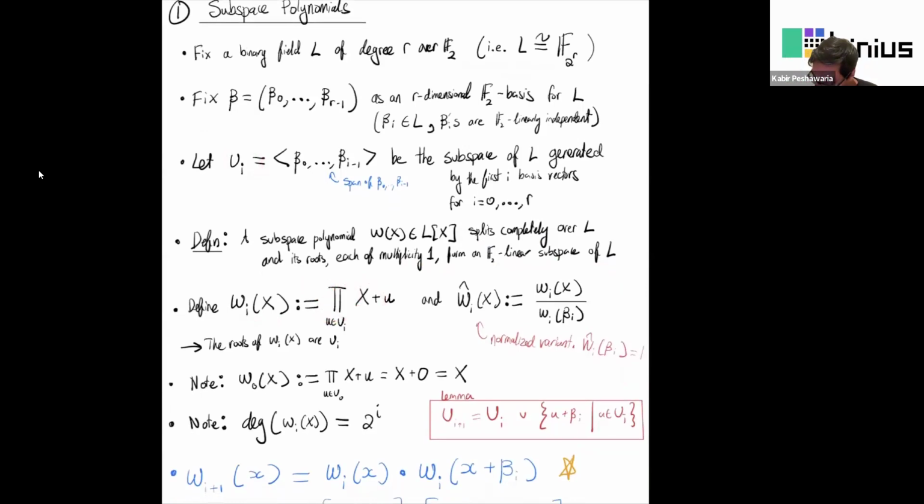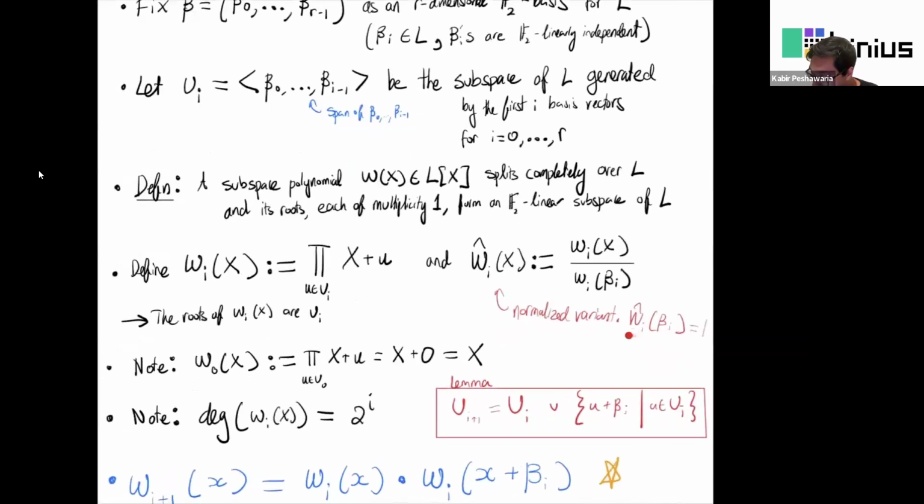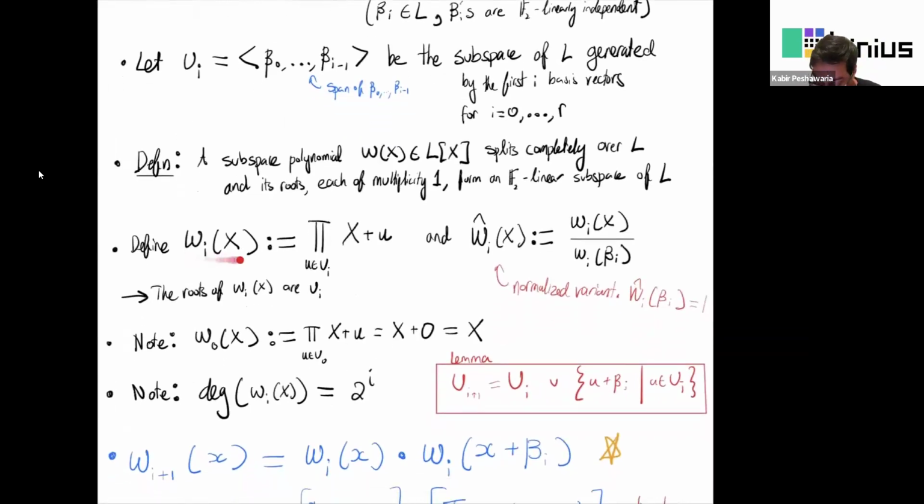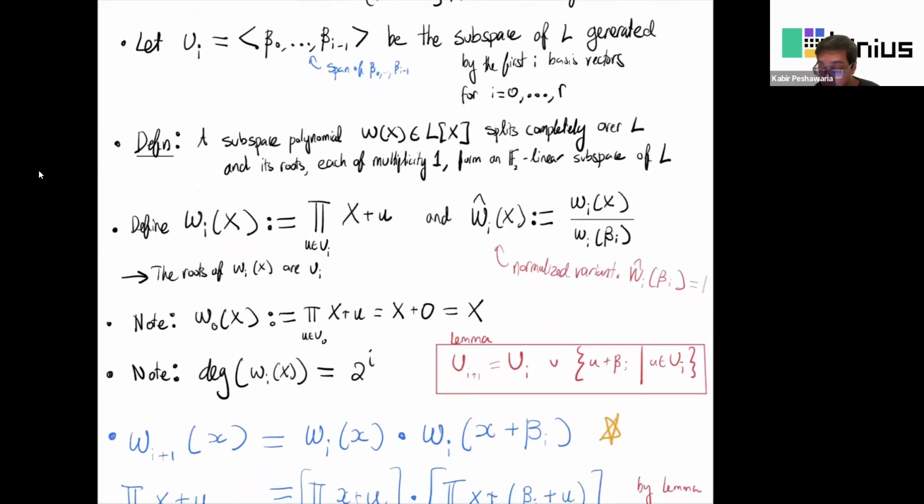Then we can talk about a normalized variant of it too, where we divide it by some constant, and this gives us the nice property that W-hat_i of beta_i is always equal to 1. We're going to call this the normalized variant. It turns out that it's very nice working with that. The roots of the subspace polynomial are exactly the elements of U_i, and they all appear with multiplicity 1.